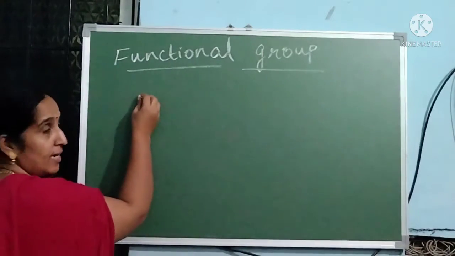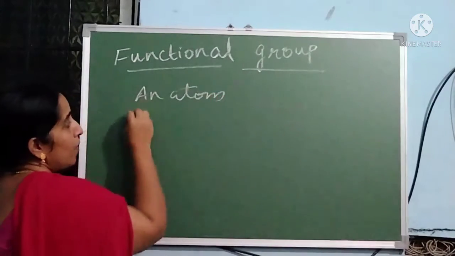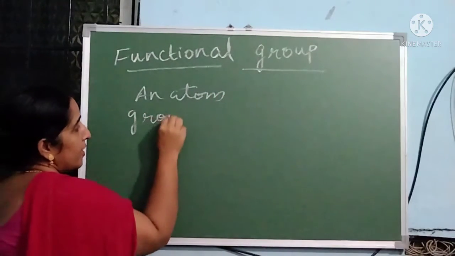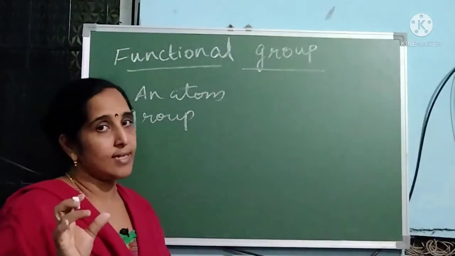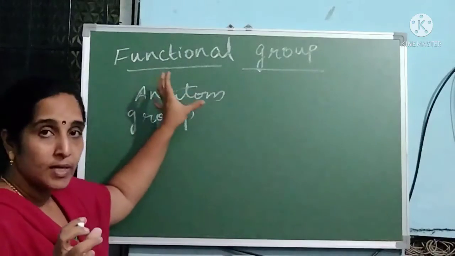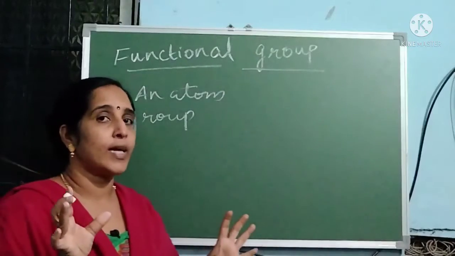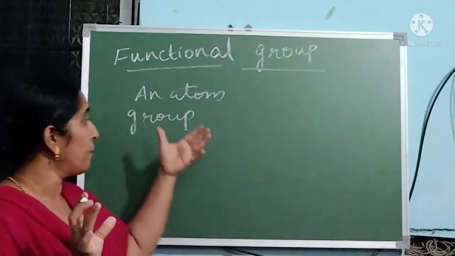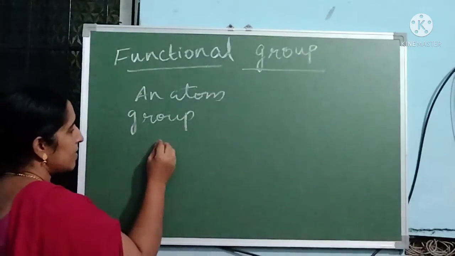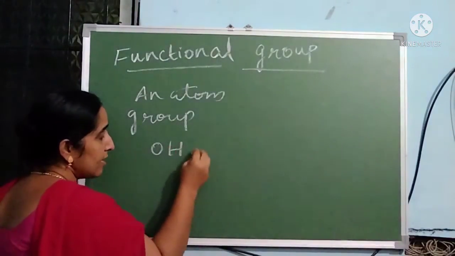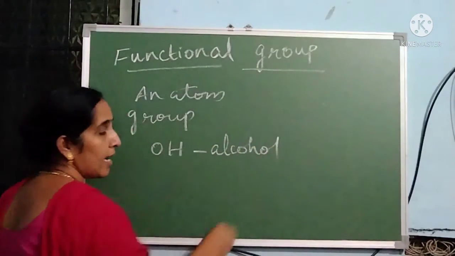So, a functional group is an atom or a group of atoms which is responsible for the characteristics of a compound. This is called a functional group. There are many types of functional groups. For example, OH is a functional group of alcohol. The OH group is a functional group of alcohol.